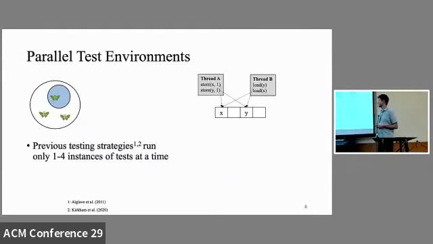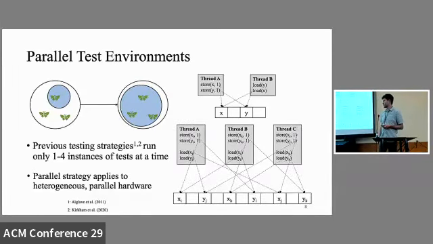And this is because previous testing strategies use a single instance paradigm, where you have one thread that runs the stores of the test and one thread that runs the loads of the test. So based on this insight, we generate a parallel testing strategy which greatly increases our ability to see weak behaviors.